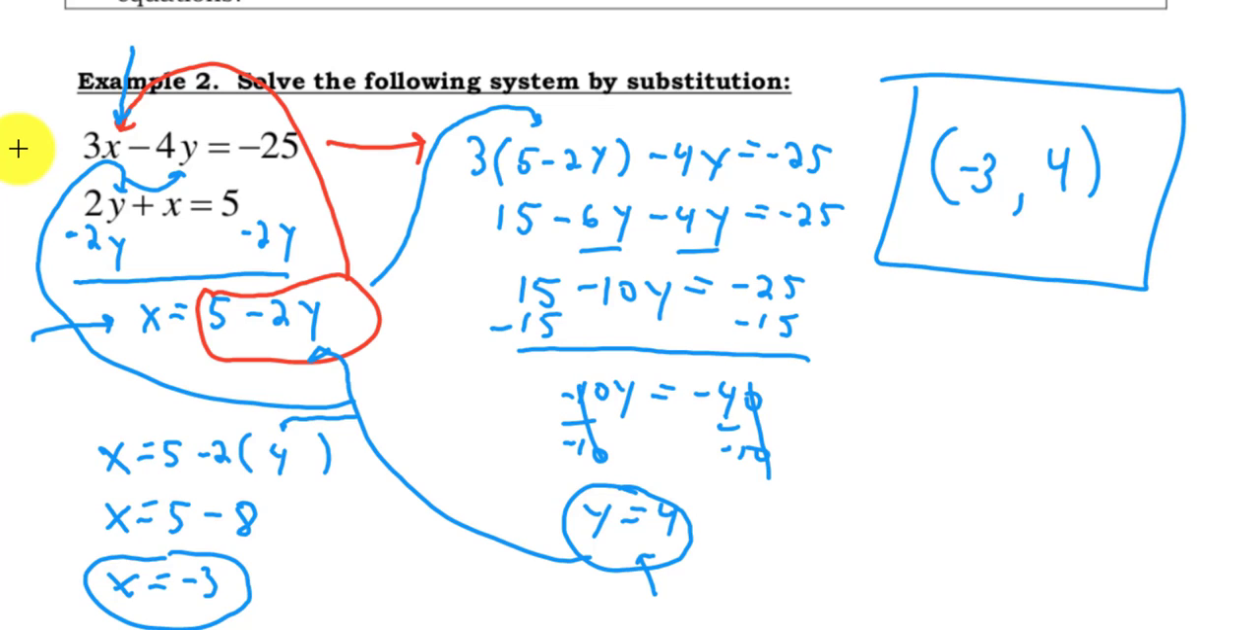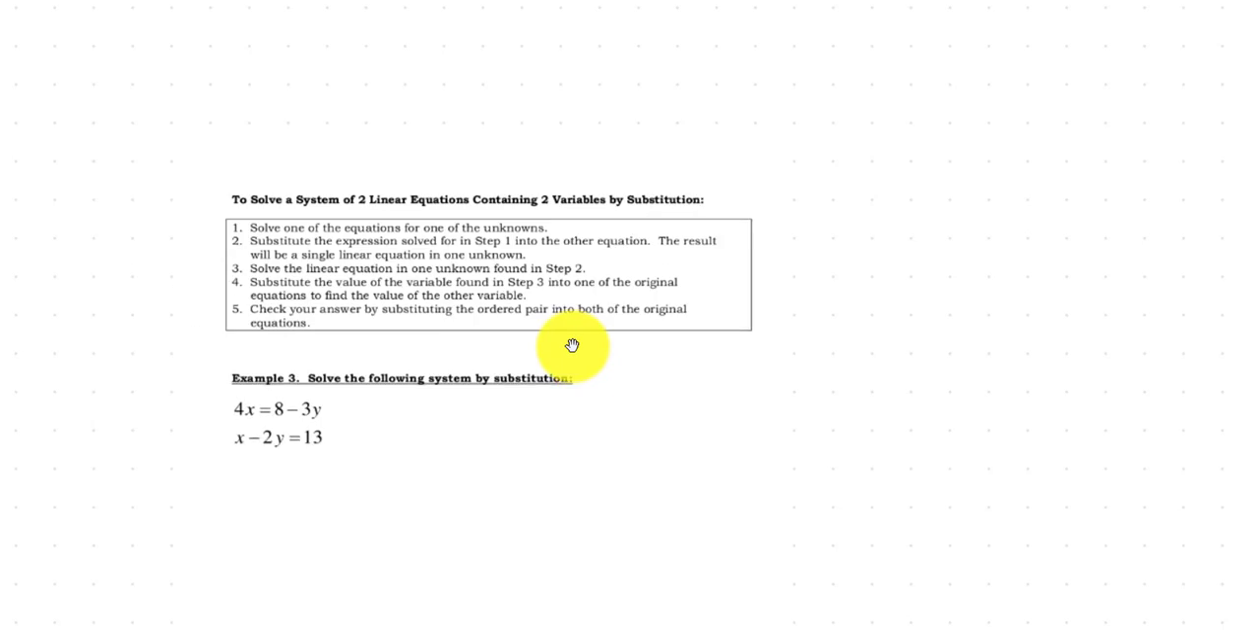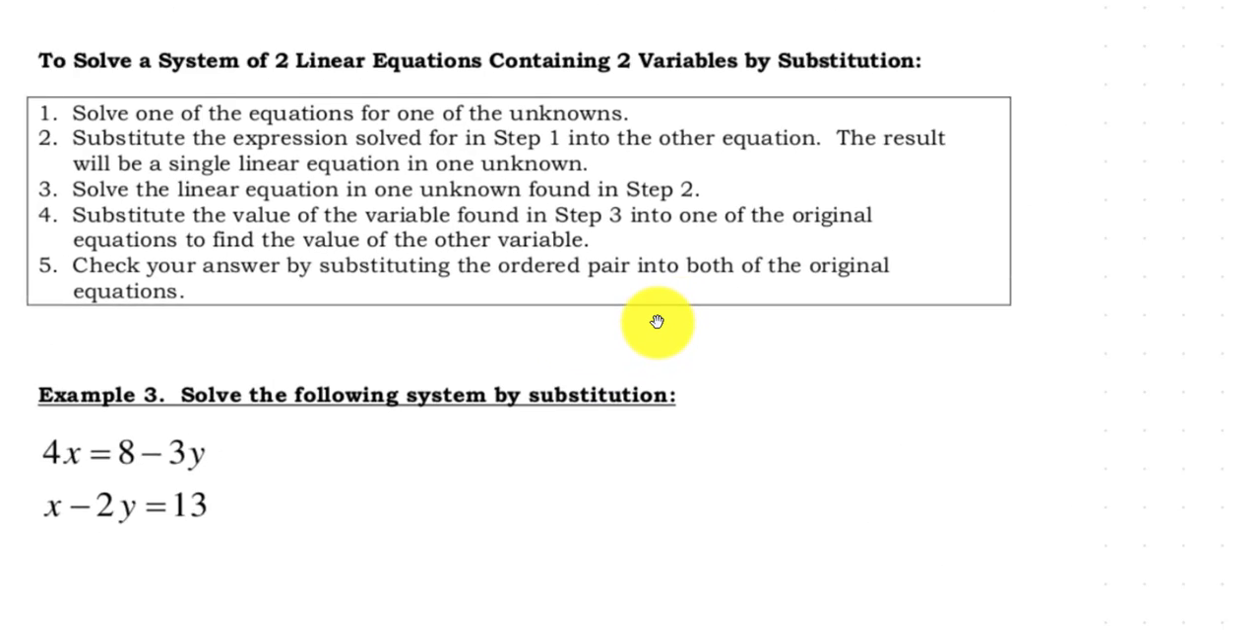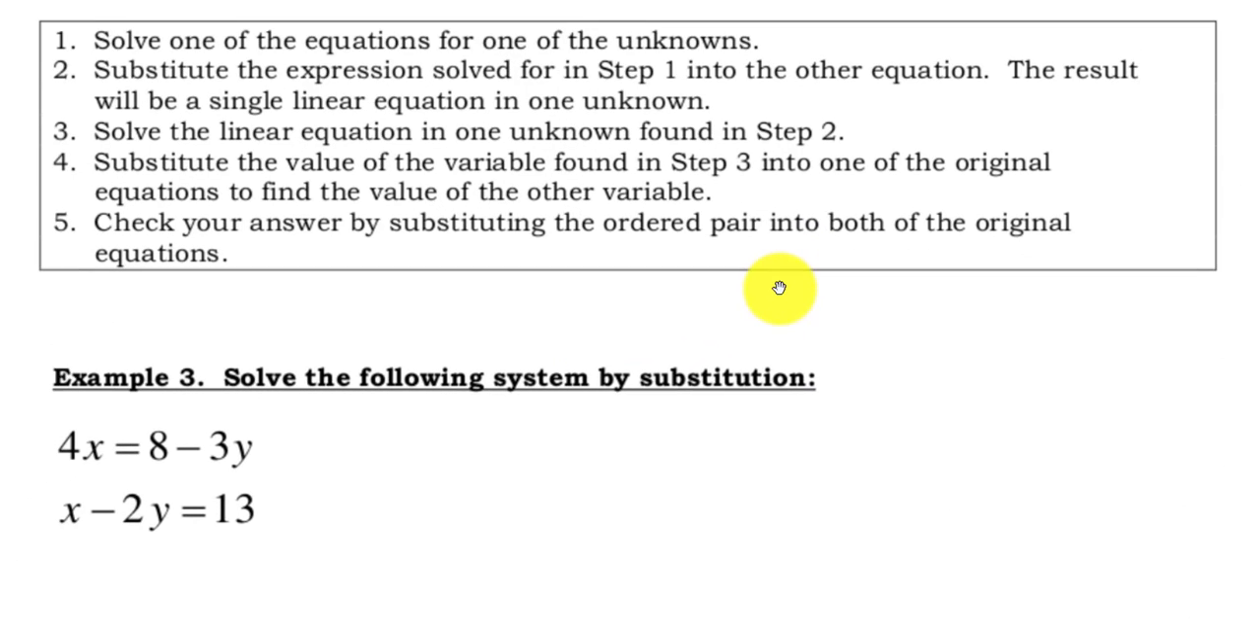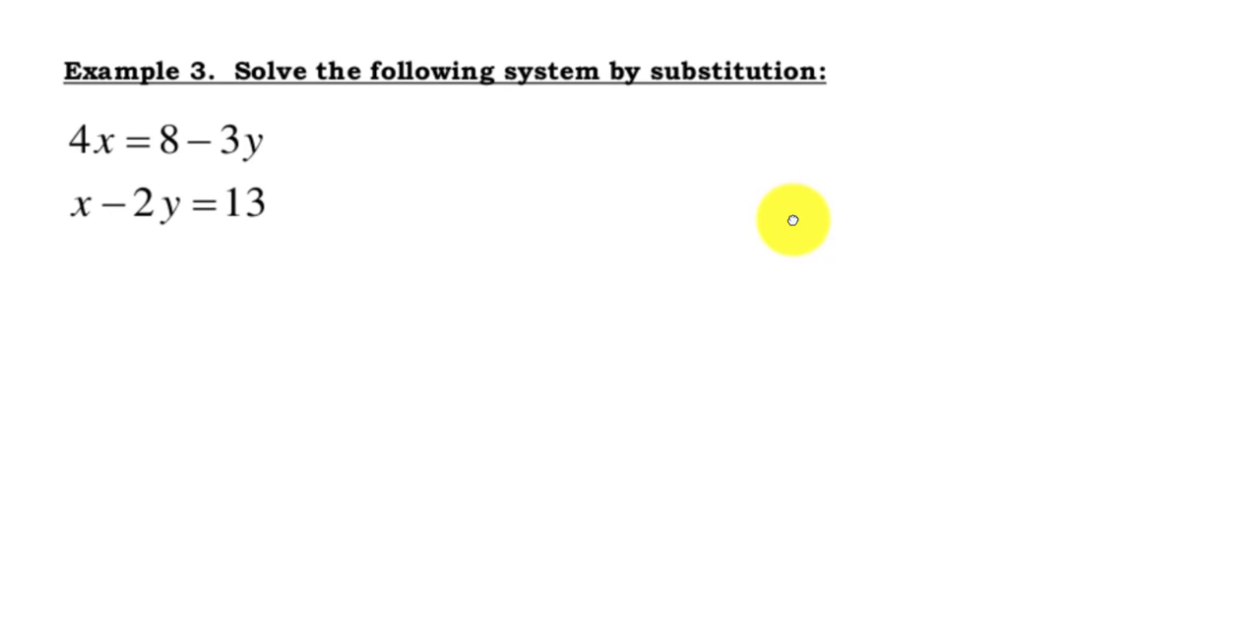Right? And then if you want to check your work, I haven't been doing a great job of checking my work, but we know that negative 3 is x and y is 4. You can substitute those values into these equations to make sure that they're true. Okay? Let's try one more. It's on my next page here. Again, I left the instructions if you want to take a screenshot. These are the steps to solving linear equations by substitution.